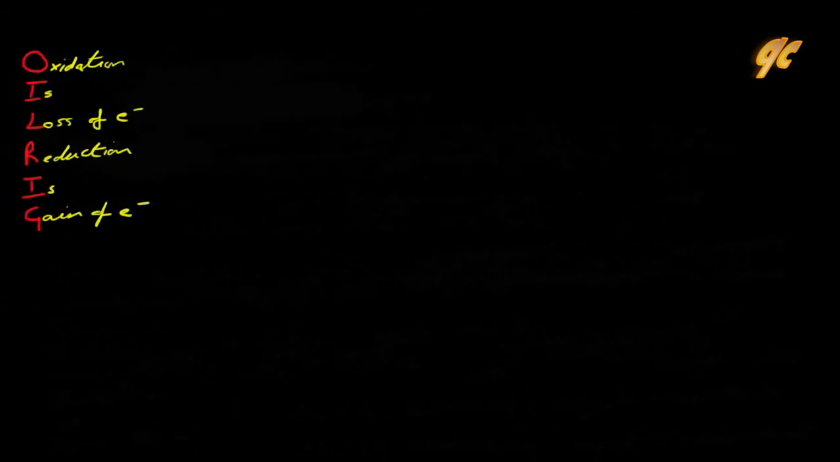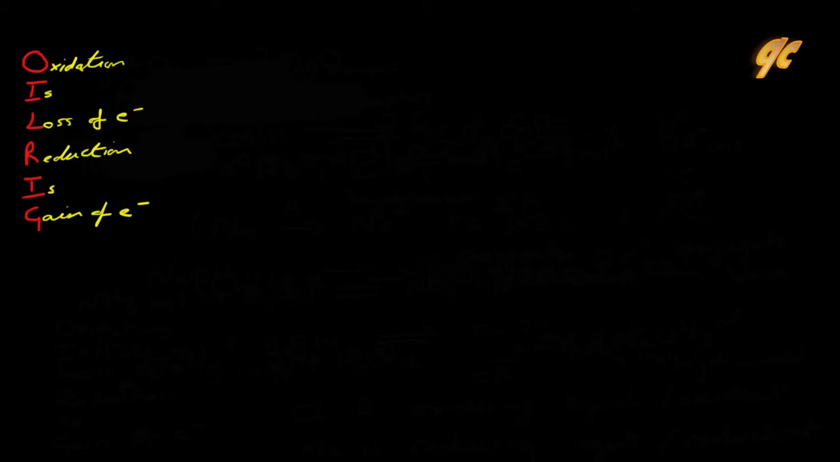In this video we're going to look at how we can use equations to describe the oxidant and the reductant. Remember the acronym OIL RIG. Oxidation is loss of electrons, reduction is gain of electrons. We can use these rules to determine the oxidation numbers in a given equation and therefore work out what is the oxidant and what is the reductant.